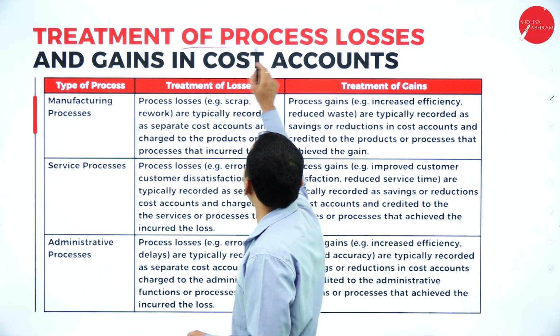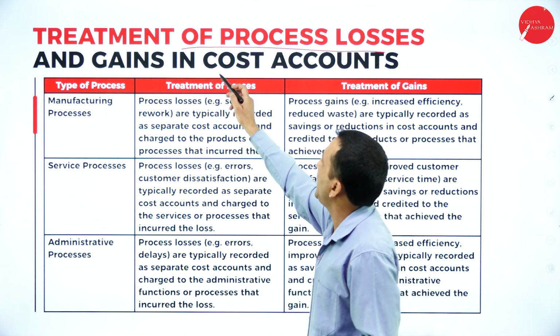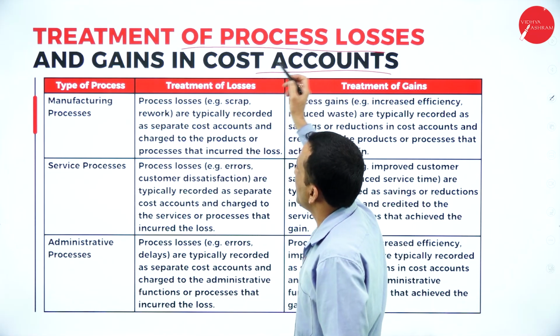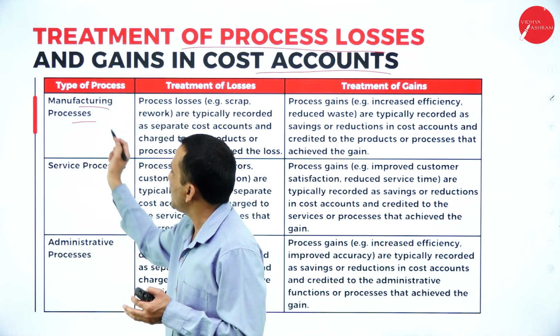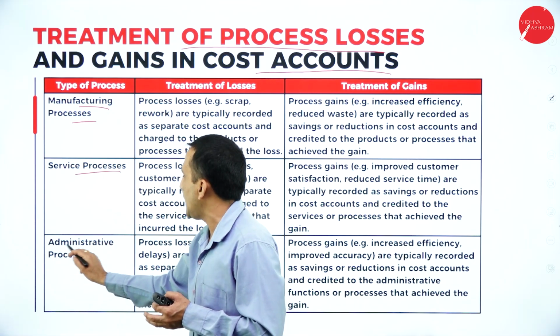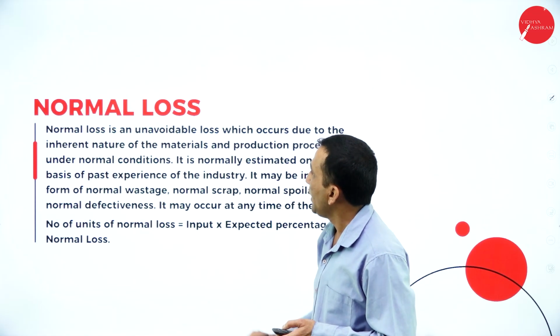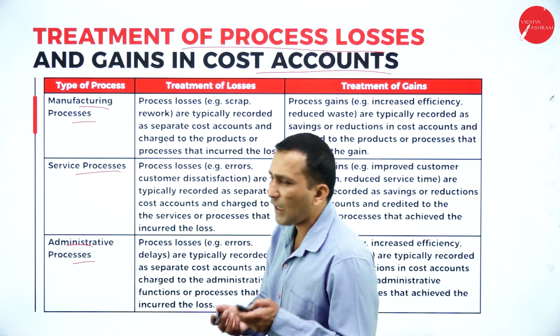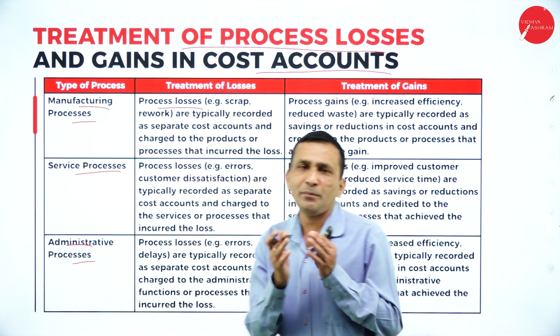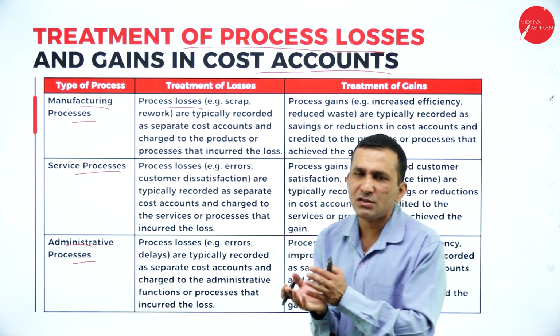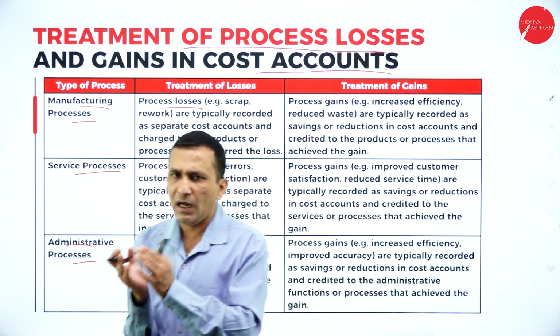Next, the treatment of process loss and gain in cost accounting. The treatment, what exactly, how we are finding. So one is the manufacturing process, service process, and administration process. Okay, and there are different types of losses we identify. The treatment of loss, process loss. When the process is going, there are two losses we identify: normal loss and abnormal loss.